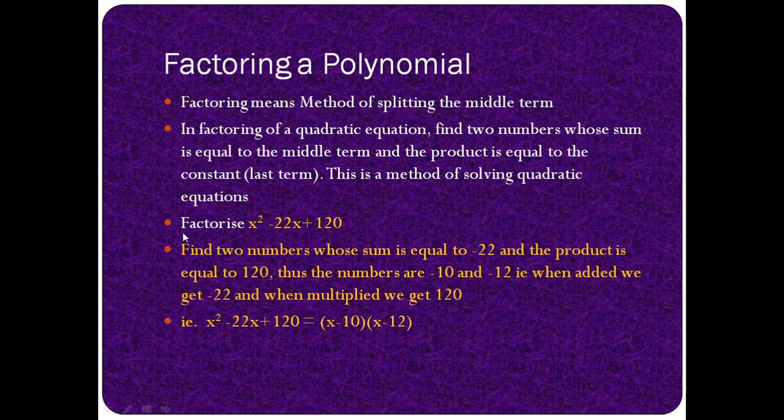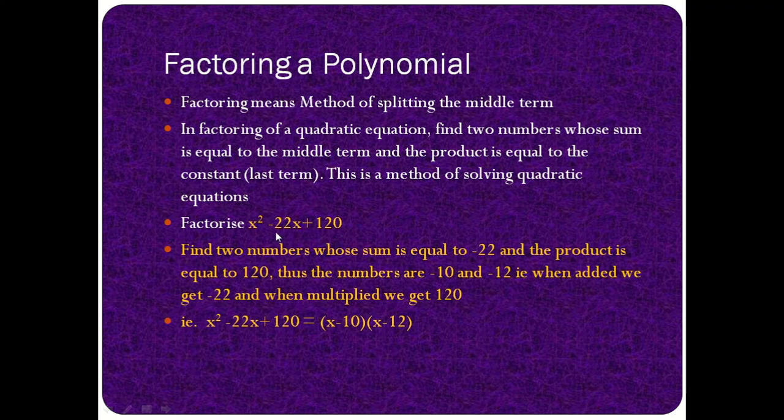So you need to factorize this question. For example, the question is x square minus 22x plus 120. What is the middle term here? Minus 22. So you have to find two numbers whose sum is equal to minus 22 and whose product is equal to 120.